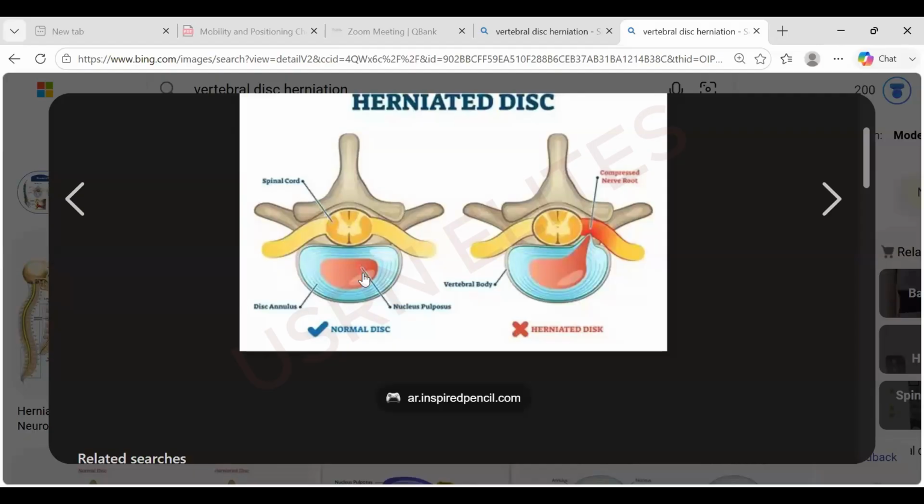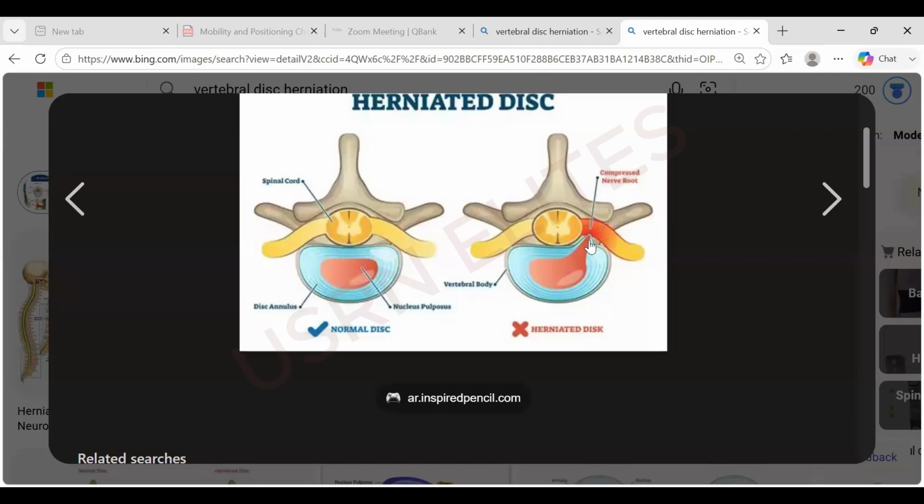What will happen to the fluid? The fluid will come out. It will leak out. Yes. And it means that the bone below it and the bone above it will be very close because it was the disc that was helping the bone to be separated. Okay, and it helped to cushion it.